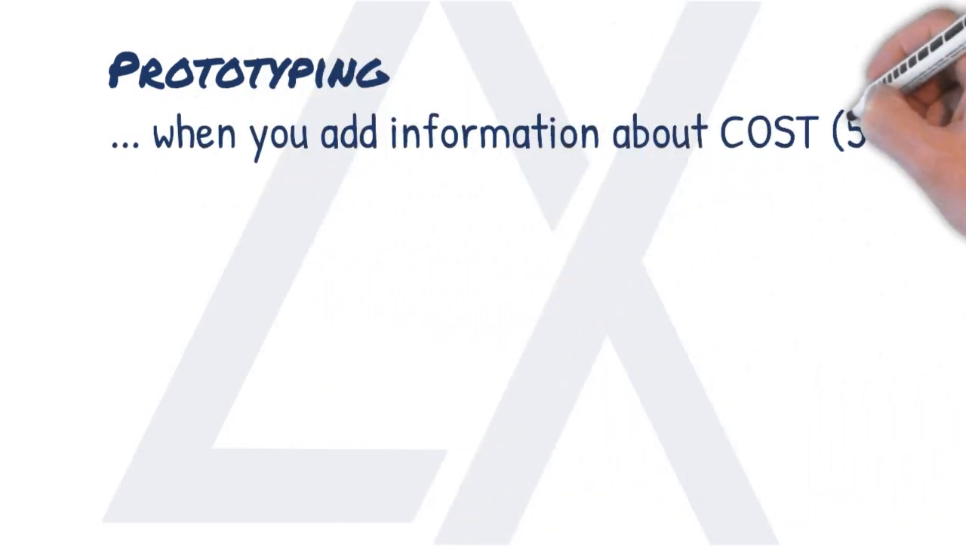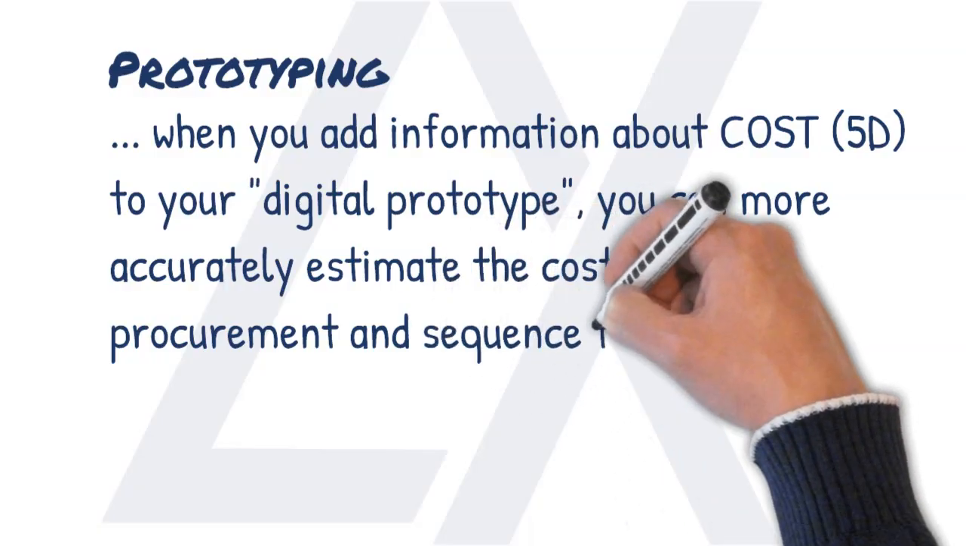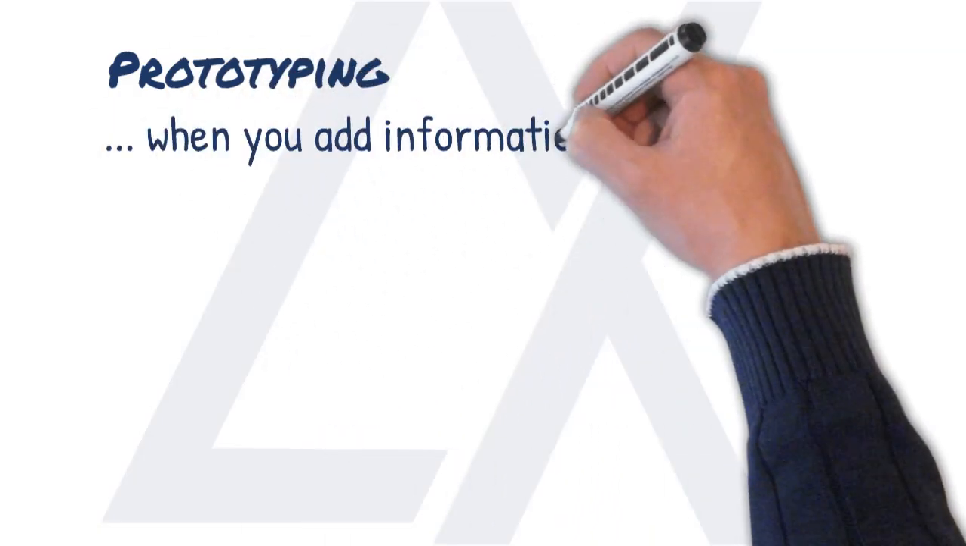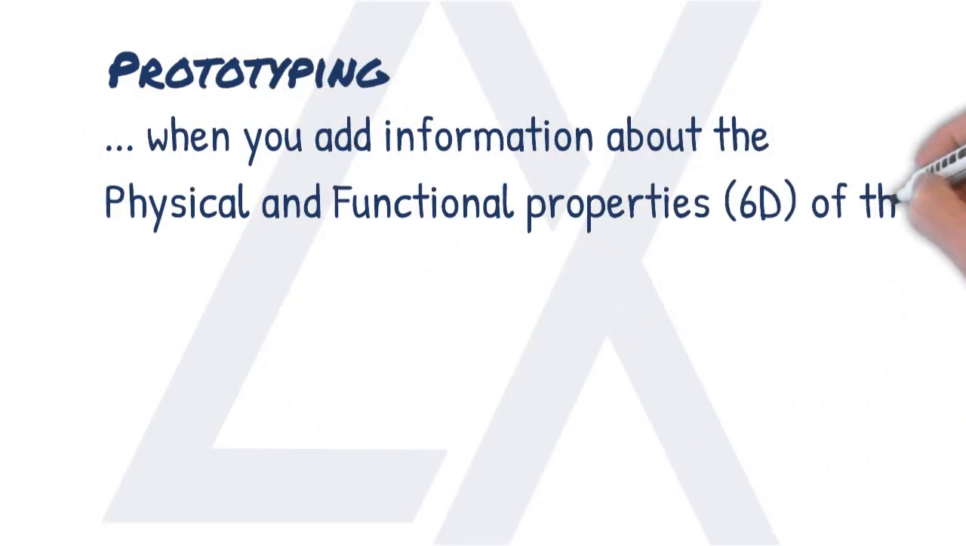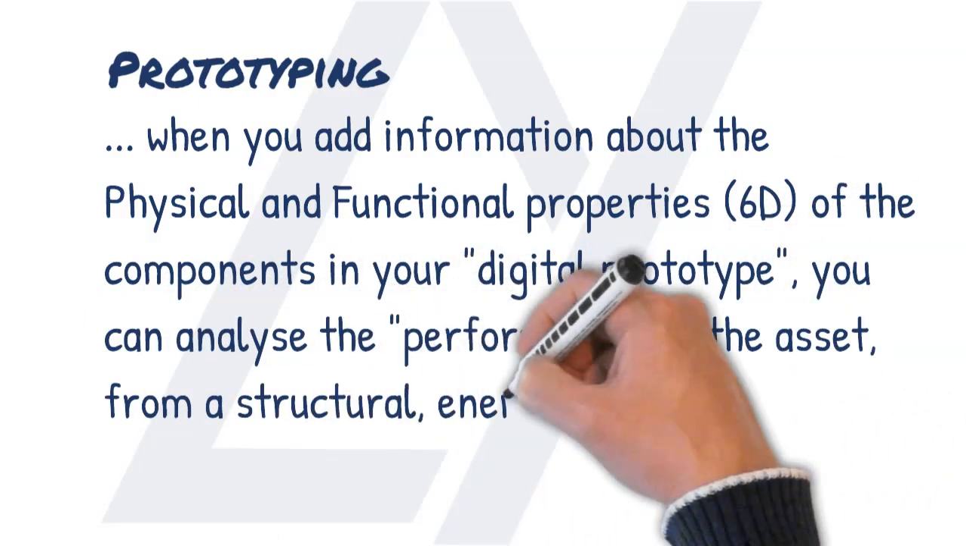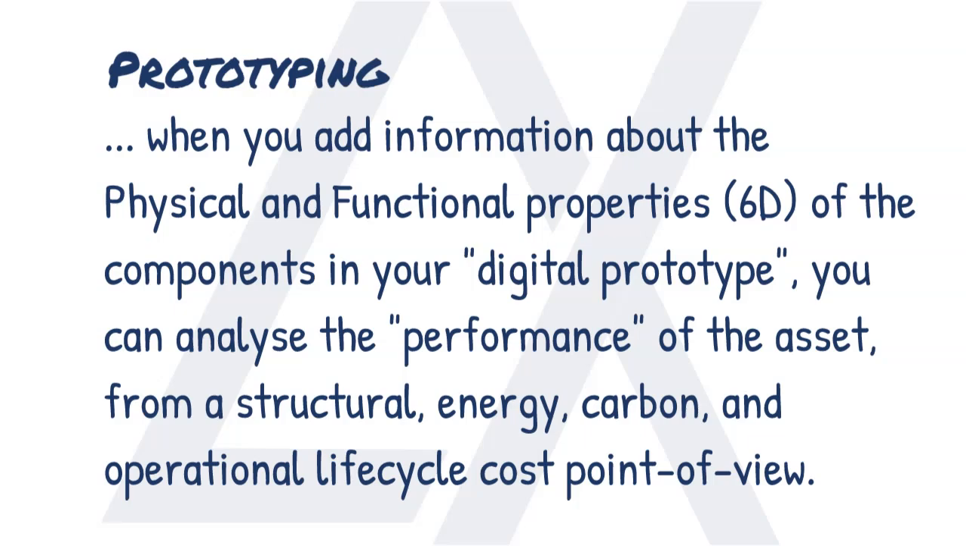When you add information about cost, or 5D, to your prototype, you can more accurately estimate the costs, plan the procurement, and sequence the cash flow before execution. When you add information about the physical and functional properties of the components, or 6D, in your prototype, you can analyze the performance of the asset from a structural, energy, carbon, and operational life cycle cost point of view.